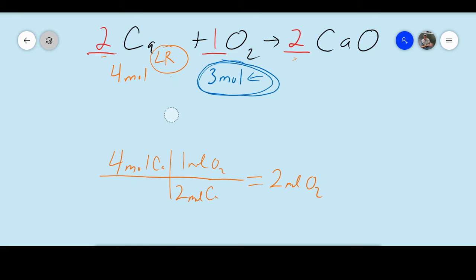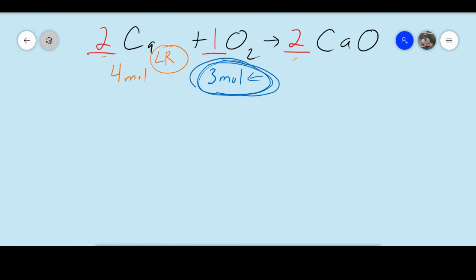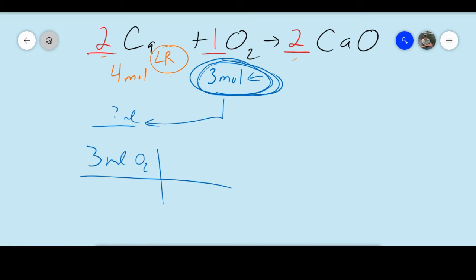But let's say we went the other direction here. What if I started with 3 moles of oxygen gas, and I'm going to go this way. How many moles? 3 moles of oxygen gas, right? And I'm going to use the mole ratio of 1 to 2. So 1 mole of O2 reacts with 2 moles of calcium. And I get 6 moles. So I get 6 here.